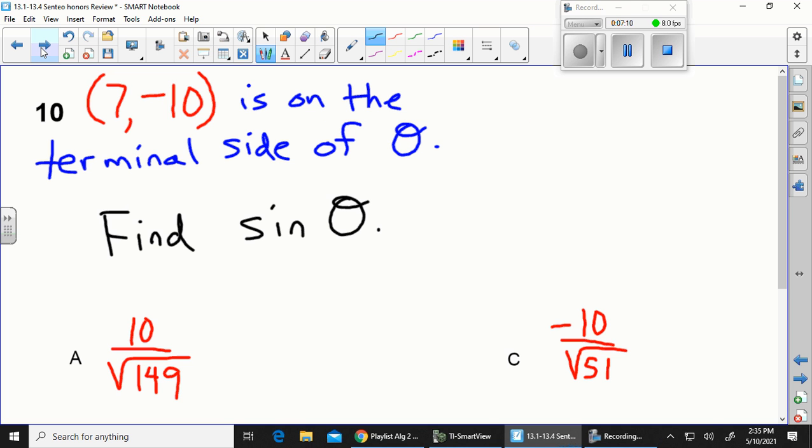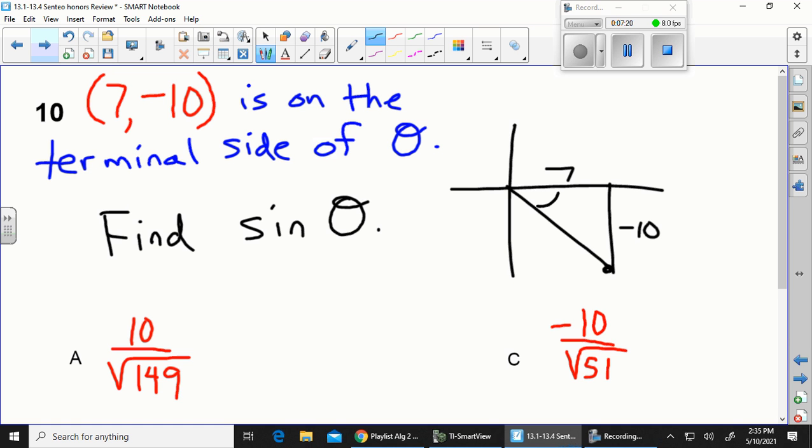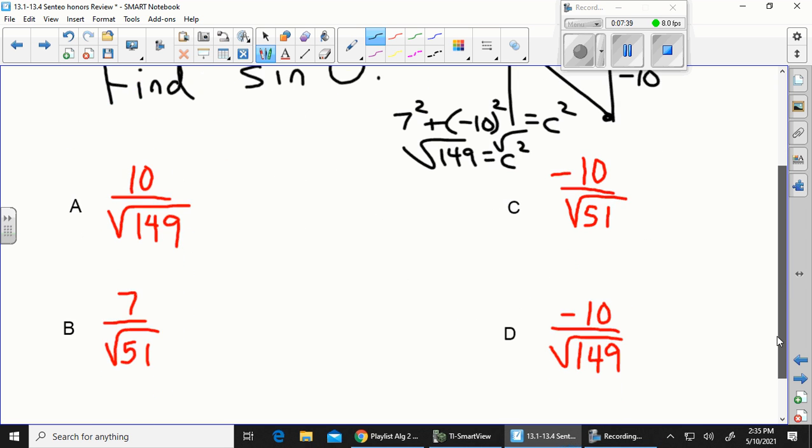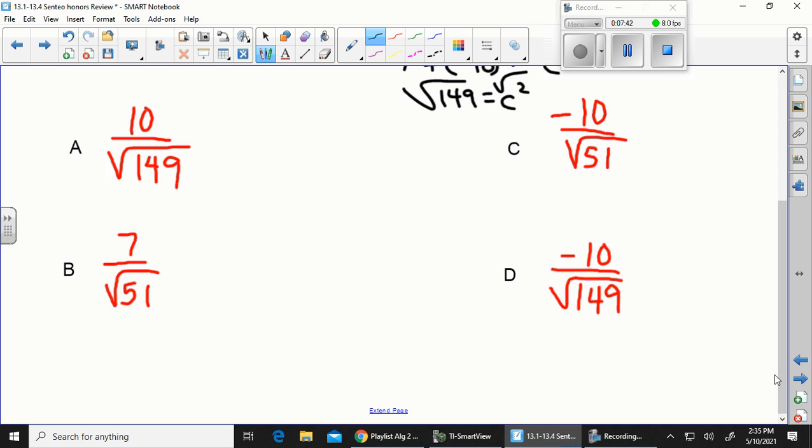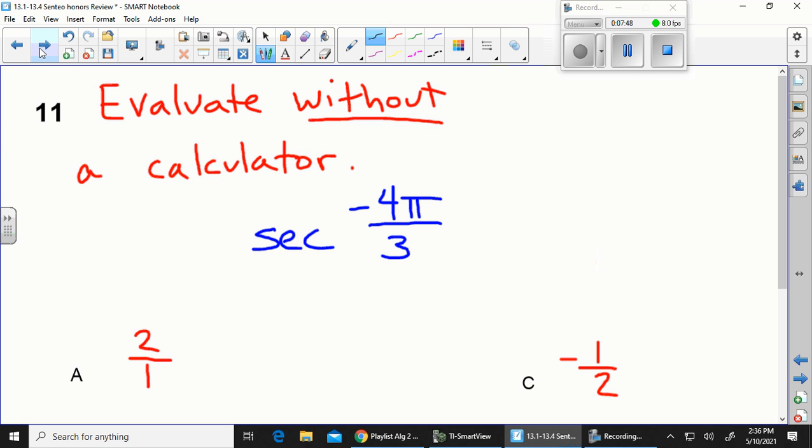Okay? Number 10, find the sine. So think of plotting your point. 7, negative 10. Make that triangle. Sine is opposite over hypotenuse. So you have to have negative 10. A squared plus B squared equals C squared. So you got square root of 149. And I didn't reduce that radical. I just left it for the ease. But opposite over hypotenuse would be D.